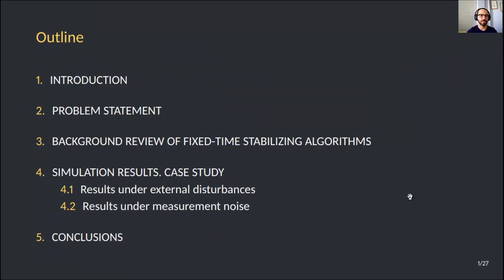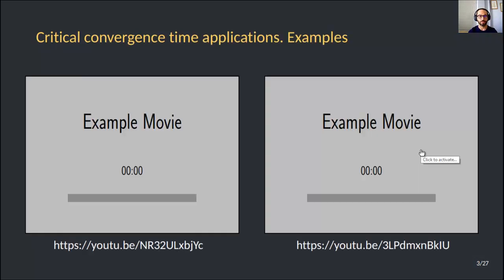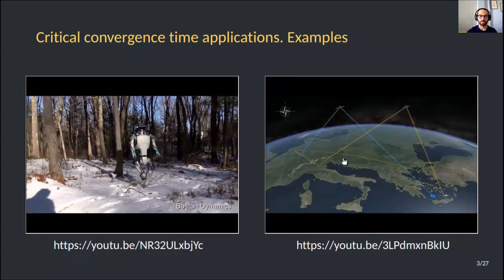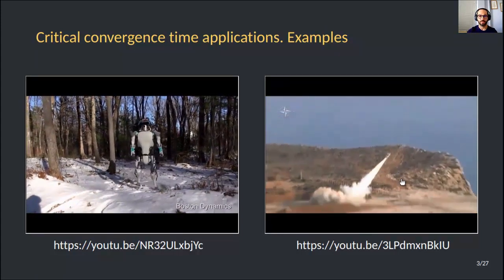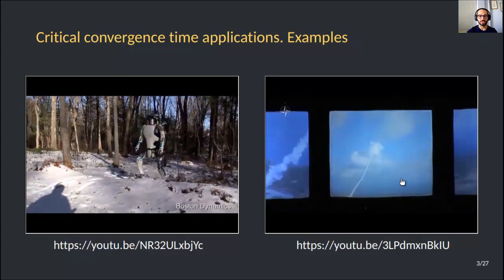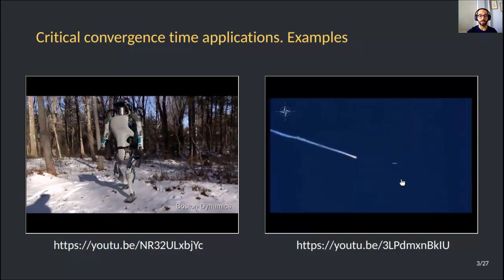The outline of this presentation is divided into 5 items, and I would like to start with the introduction. This work is motivated by critical convergence time applications like the working of a Viper robot and an inside intersection task. In both of them, we require that the control goal be achieved in a small time window.